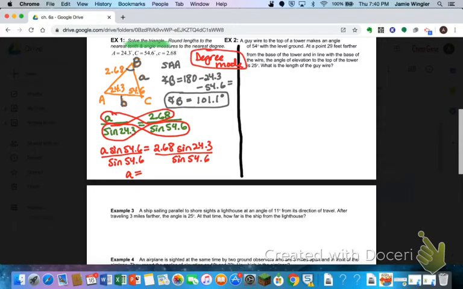And I'm going to type this in all at once, 2.68 times the sine of 24.3. It will look like this on my calculator, divided by the sine of 54.6, and I get A to equal 1.35.